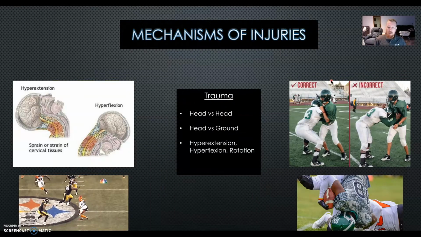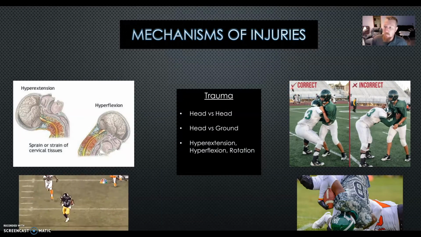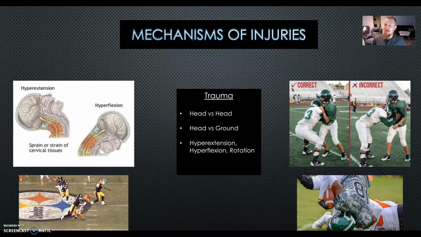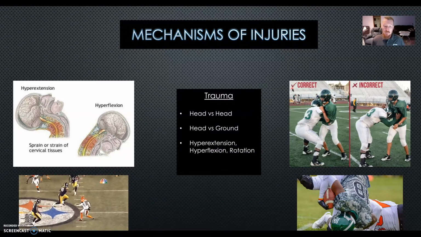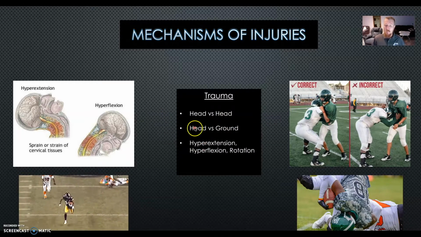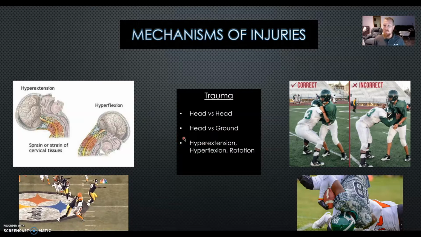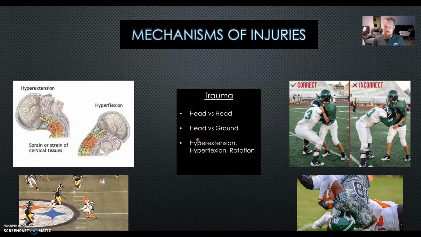As we're looking at our mechanisms of injury, obviously most of the time it's traumatic: the head-to-head contact, especially in football today, where we've been trying to take away that head-to-head contact, but also players coming down and hitting their head on the ground, or hyperextending, hyperflexing, or hyper-rotating their neck on the ground or against another person.